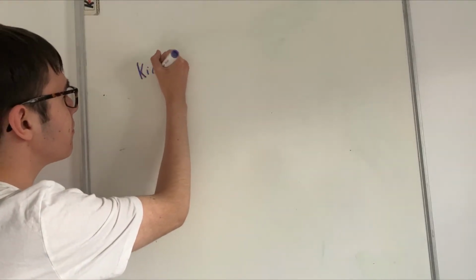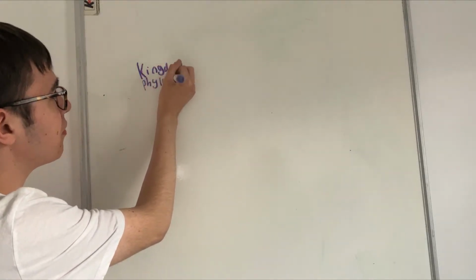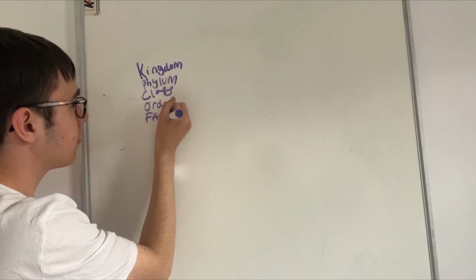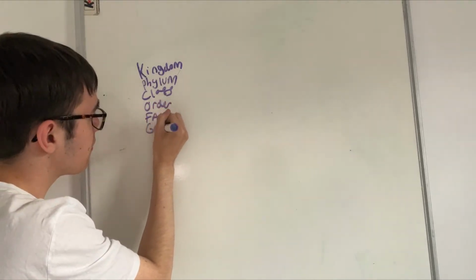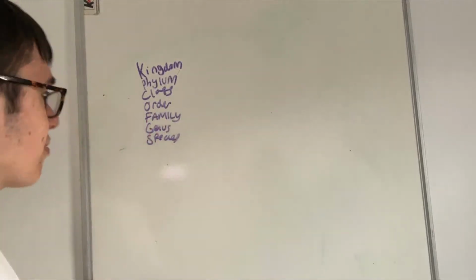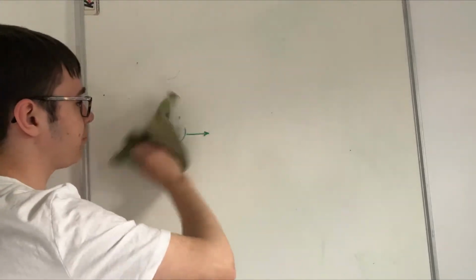Now you have your classification. Kingdom. Animal kingdom. That's an easy one to remember. Phylum. Don't know how you will remember that. Class and order. Family. Genus. Species. Now, how do you work out the correct name of something? It's the bottom two. So like Homo sapiens. Canis lupus. That's dog, I believe. Oh, a good way to remember it is King Philip came over for good soup.